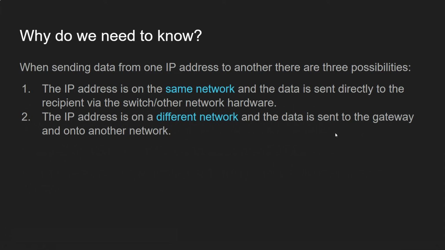Also, obviously, the third possibility is that the address doesn't exist. If it doesn't exist and it's on the same network, that should be quite easy because you can see if the switch has got the IP address logged. But if it's on a different network, you won't really know if it exists or otherwise. You'll just have to send it off to that network, and that network can decide whether it exists. So we do need to know which bit is the host and which bit is the network, because it's going to go to different places.